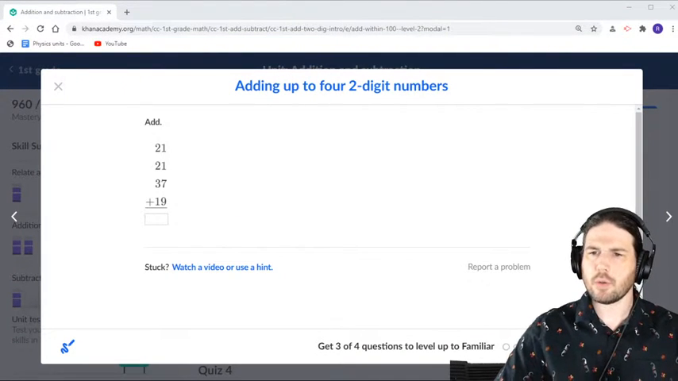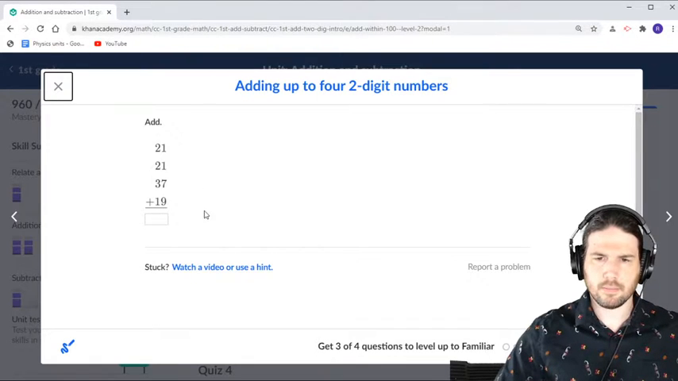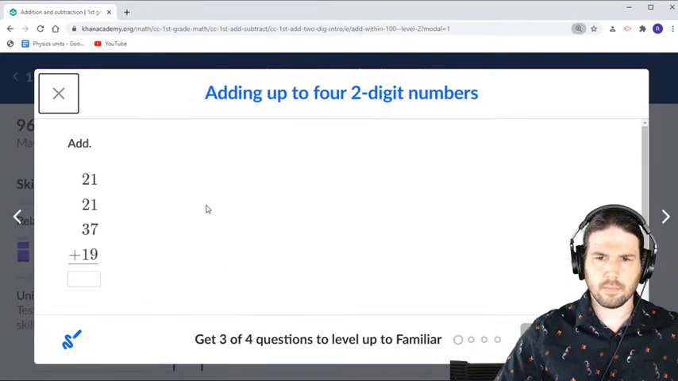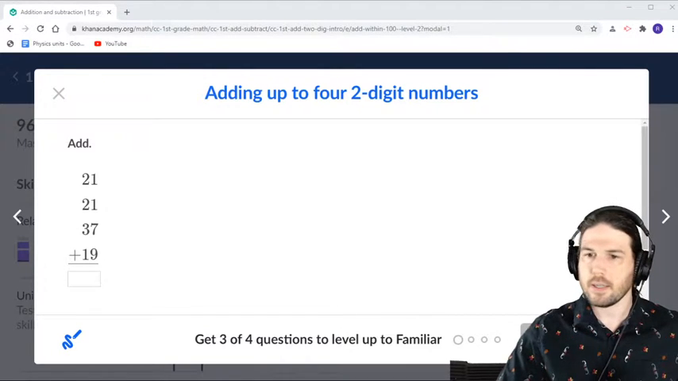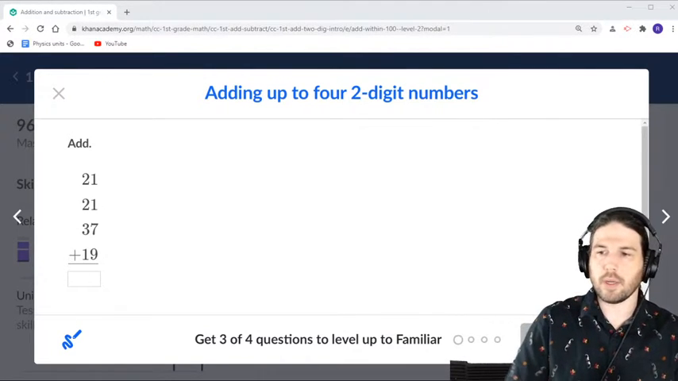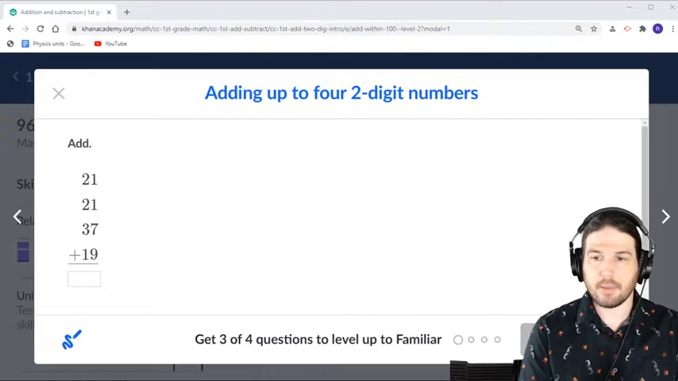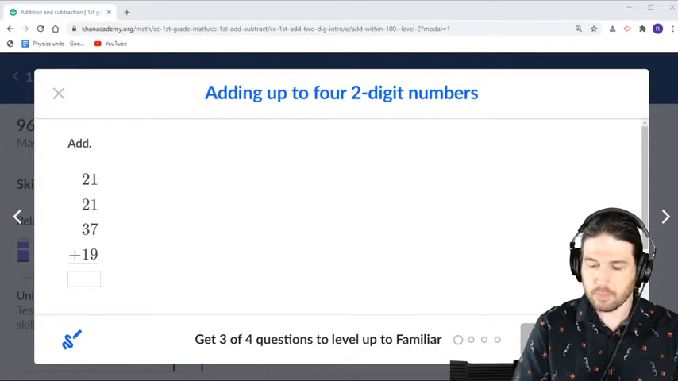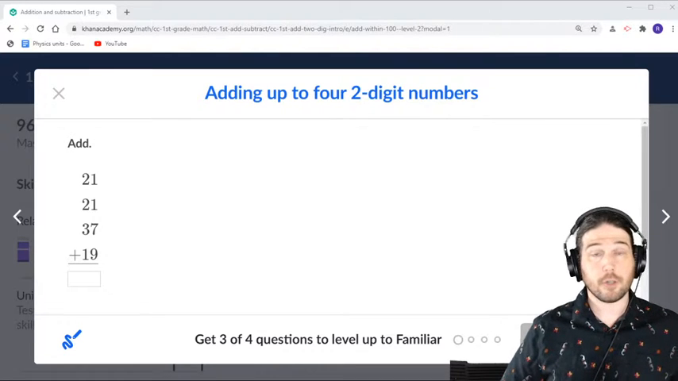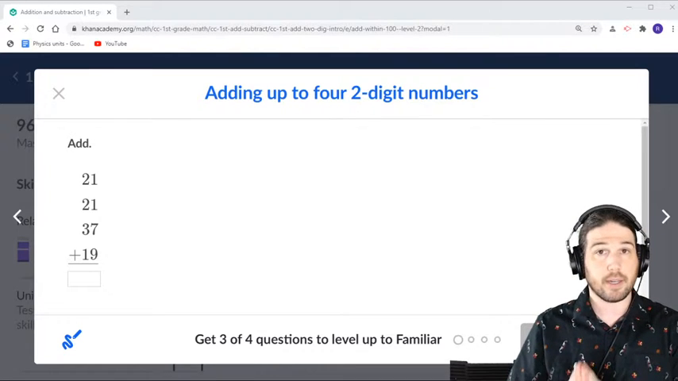Okay, so I'm going to zoom in on this. I hope that's easily visible. So what we have here is 21 plus 21 plus 37 plus 19. And the idea is you want to add all four of the numbers. Now, let's do a quick bit of review because we haven't done this in a little bit.